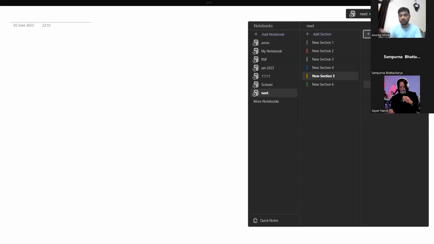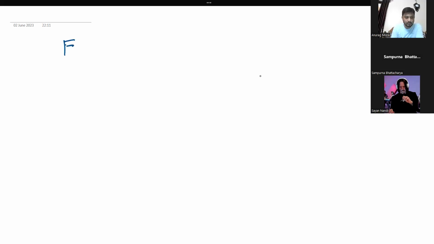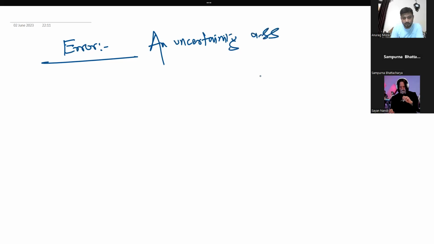So now we are moving on to the part on errors, right? How we can analyze error in any measurement. So basically, remember, what is the meaning of an error? Error is an uncertainty associated with any measurement, right? So whenever we do any measurement, there is some sort of uncertainty associated with it, and that is known as an error.